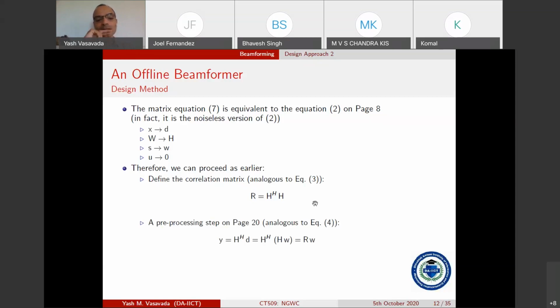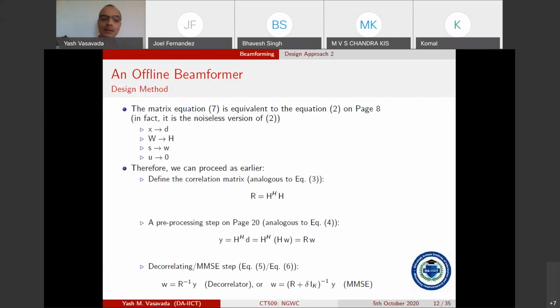Then I will do this calculation of the sufficient statistic vector Y. And so I got Y is equal to R times W. And then I will do either decorrelation or MMSE. And I'll get the beamforming vector back, W. Now remember here, there is no noise. So technically, decorrelation and MMSE become identical.